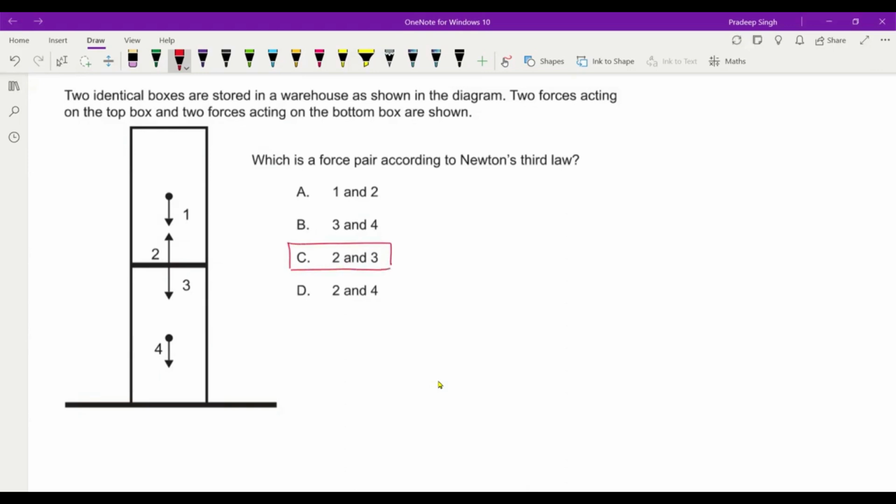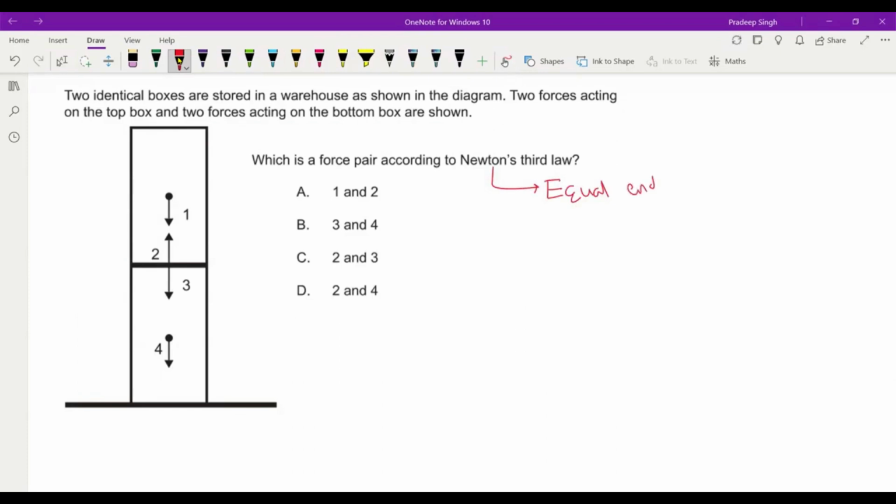So, Anishka, can you tell me your logic? Sir, I was confused between A and C, but now that it's C, I am guessing it's because force 3 is basically the upper box pushing on the lower box, and 2 is the lower box pushing back on the upper box. Correct. So, let us understand the logic.